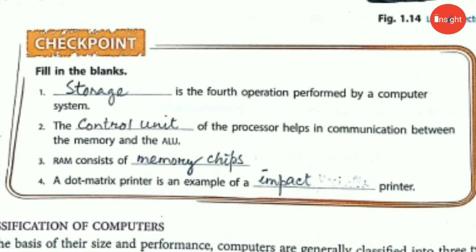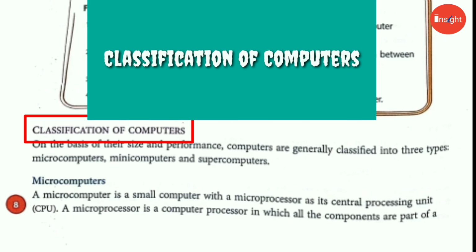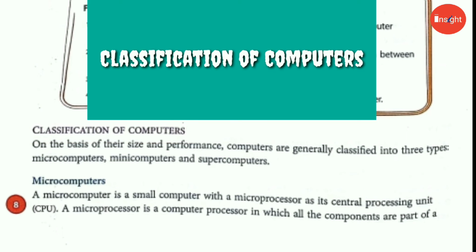Number 3. RAM consists of dash. Answer is memory chips. Number 4. A dot matrix printer is an example of a dash printer. Answer is impact printer. Now we'll discuss the classification of computers.